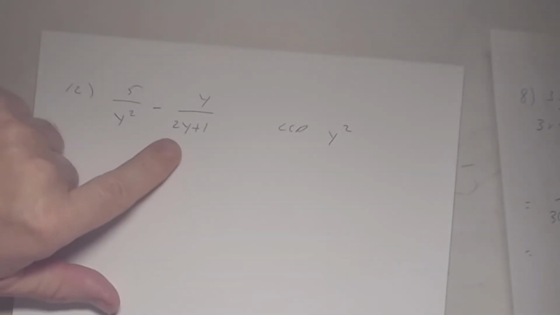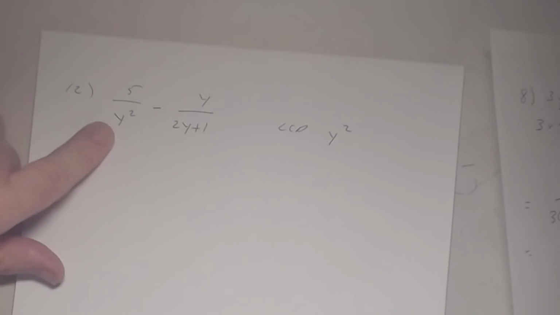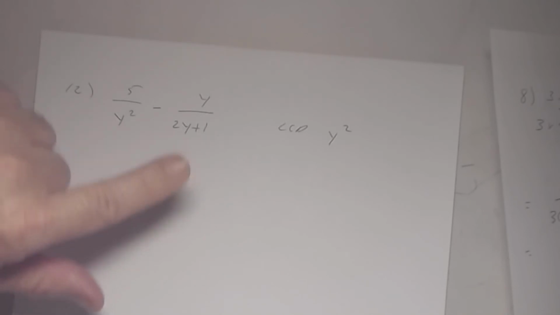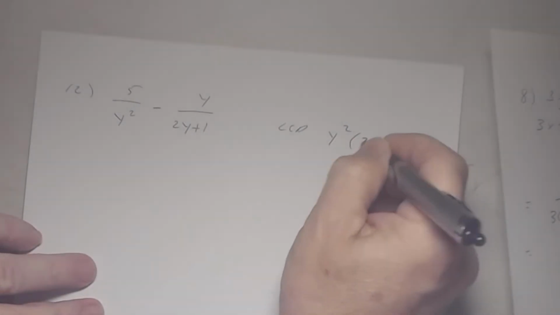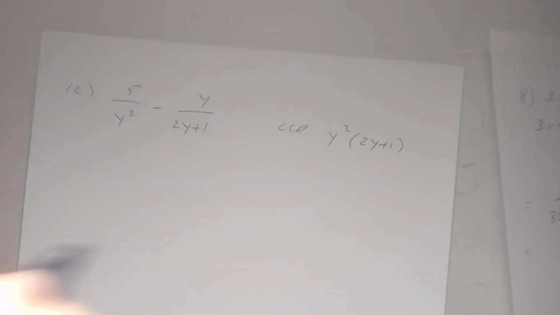What's the next factor you see? 2y plus 1, it's all together. 1 time. How many do you see here? None. So how many do you need? 1. All right, so maybe you write them as a product. So it's y squared times what? 2y plus 1. So there's your LCD.